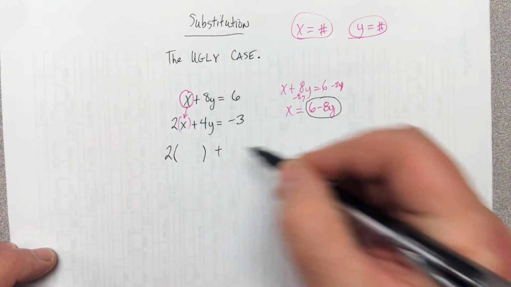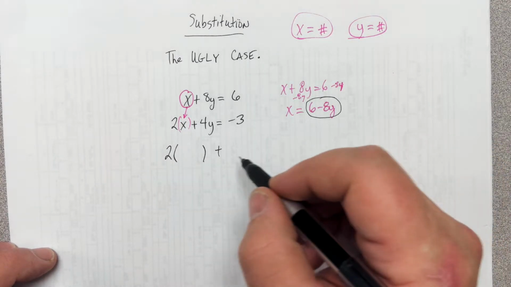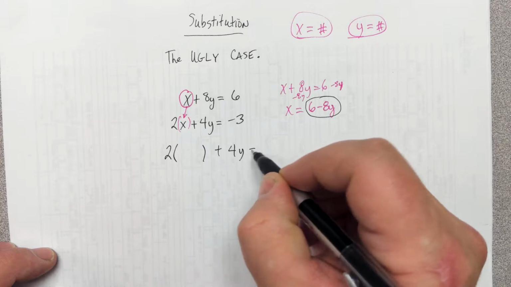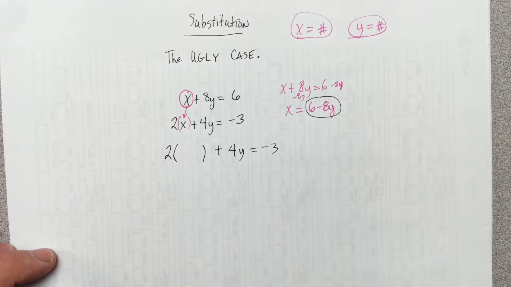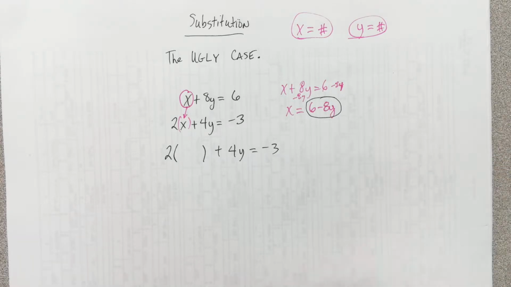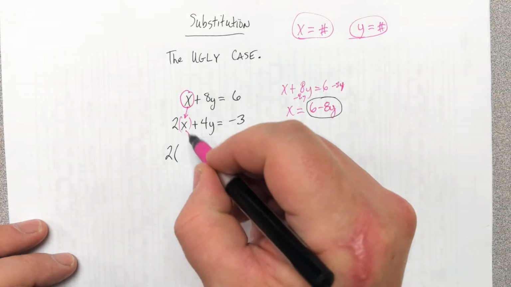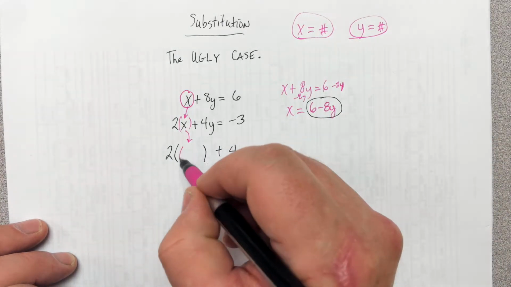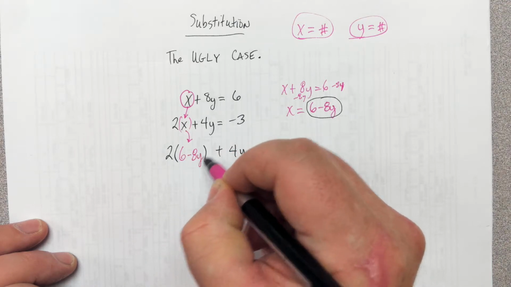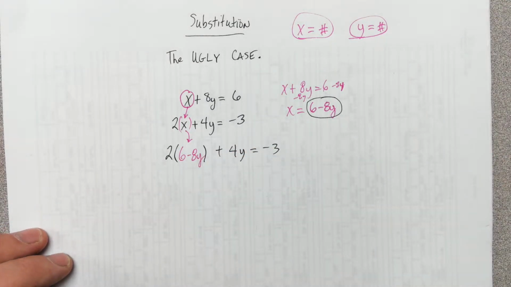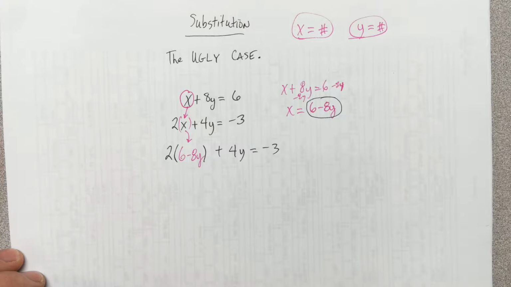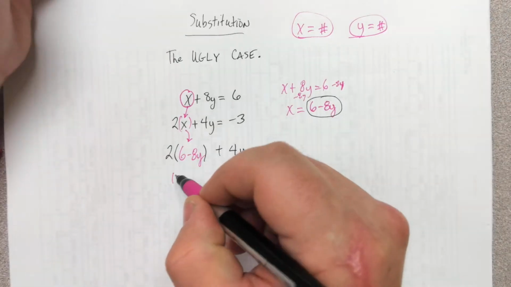In the other problem, it would have already given you that. Now you solve for x, that's all you're trying to do. Just isolate x, right? So since that's what x equals, x is 6 minus 8y. Substitute. Right? And then distribute.